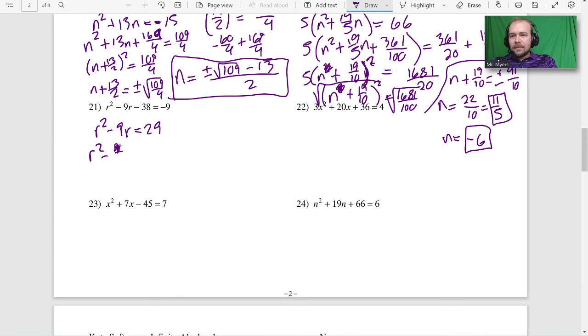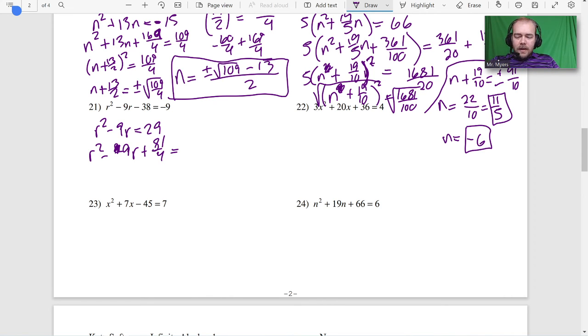So minus 9r. Half of 9 is 9 over 2, squared is 81 fourths. So we'd add 81 fourths to both sides. You know what I'm going to do? I'm going to whip out my Casio, because it does fractions really well. Because I'm done. I'm done.